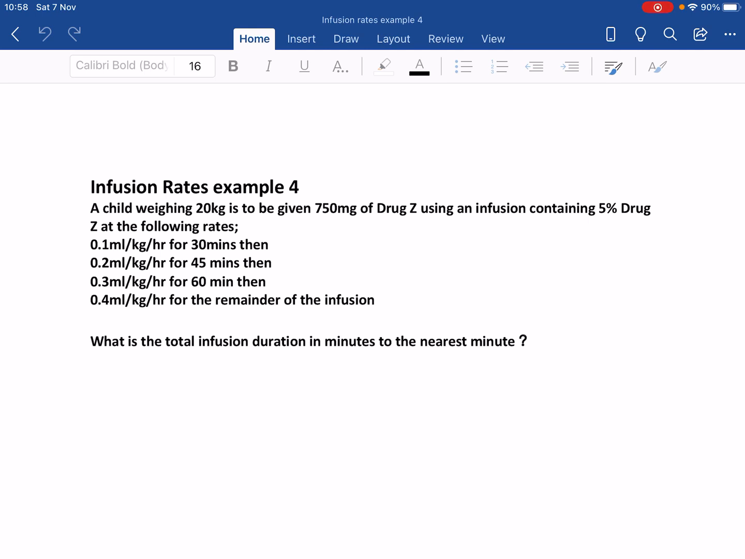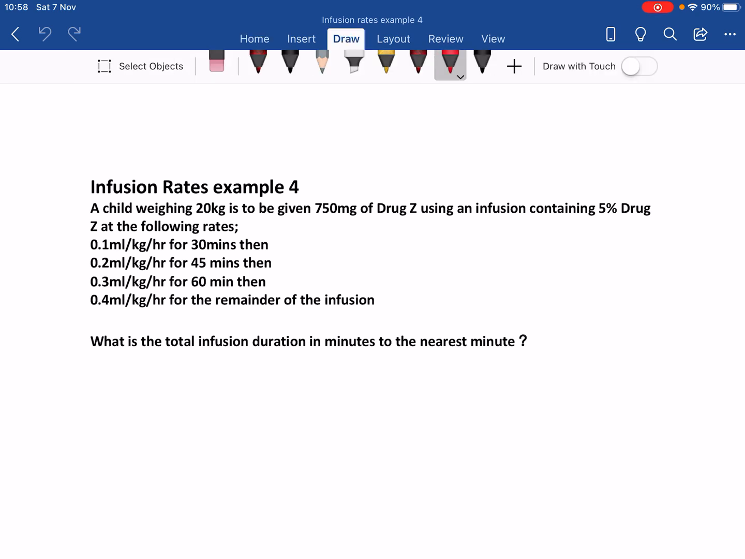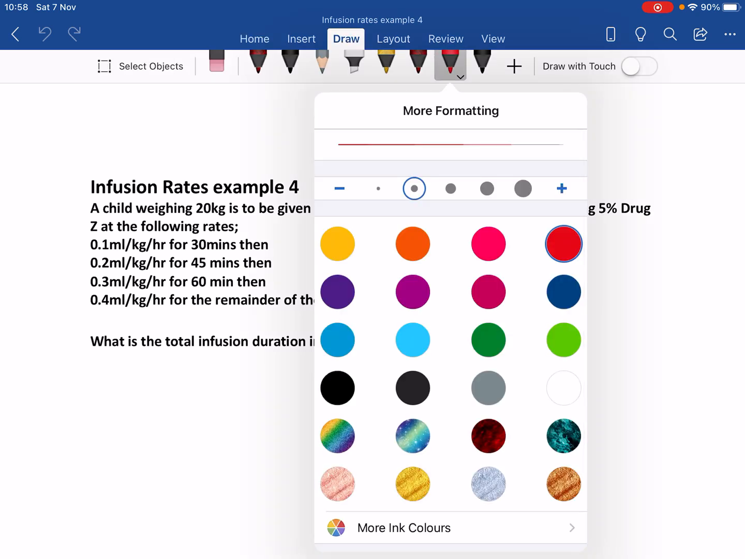A child weighing 20 kilograms is to be given 750 milligrams of drug Z using an infusion containing 5% of drug Z at the following rates: 0.1 mils per kilogram per hour for 30 minutes, then 0.2 mils per kilogram per hour for 45 minutes, then 0.3 mils per kilogram per hour for 60 minutes, then 0.4 mils per kilogram per hour for the remainder of the infusion. And the question's asking, what is the total infusion duration in minutes to the nearest minute?